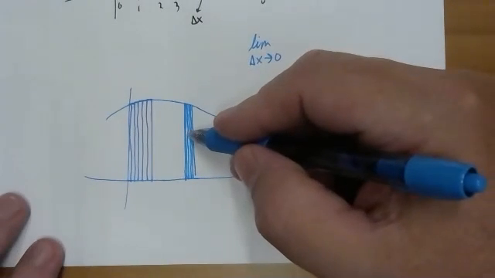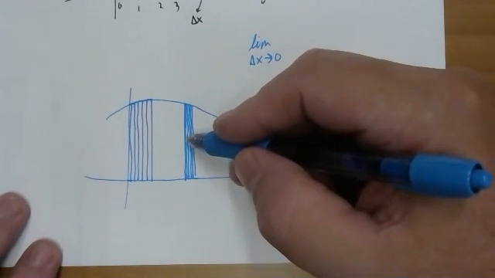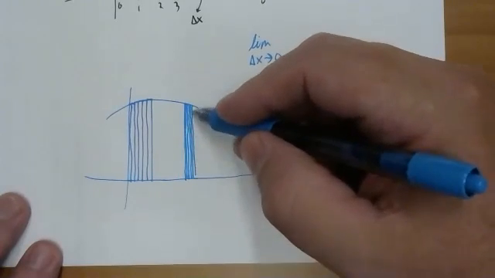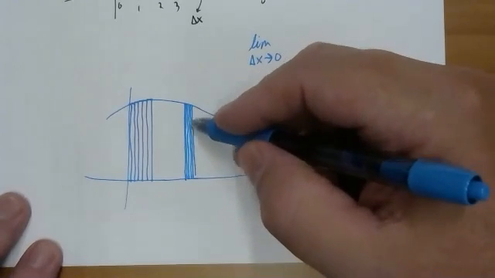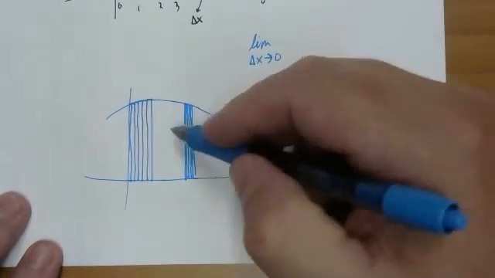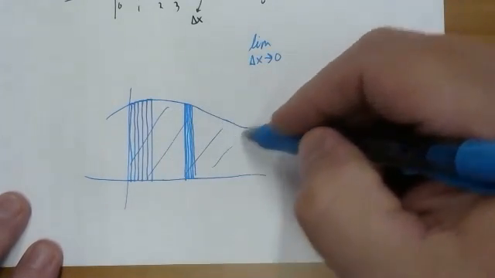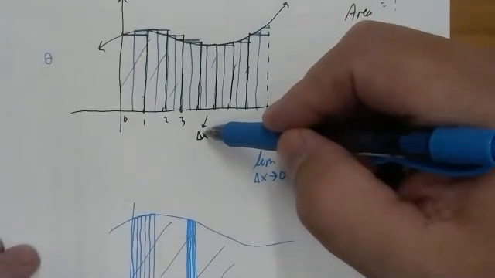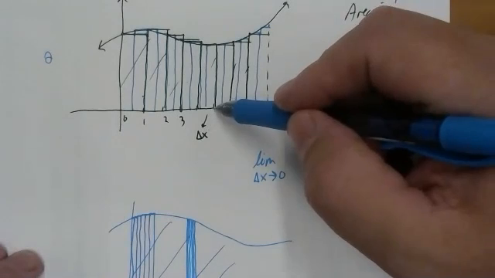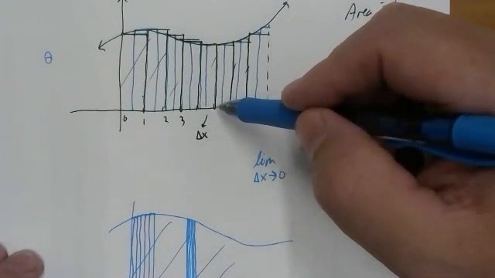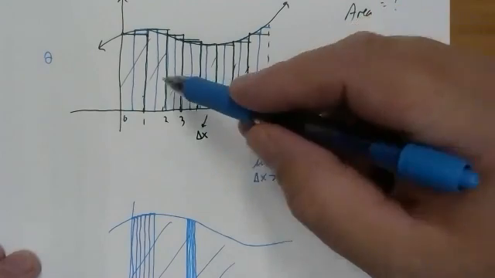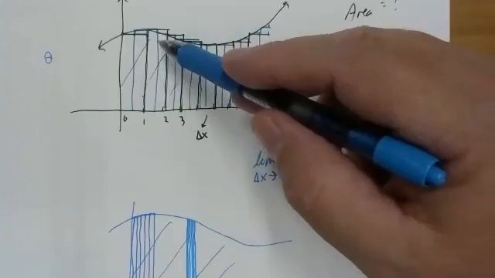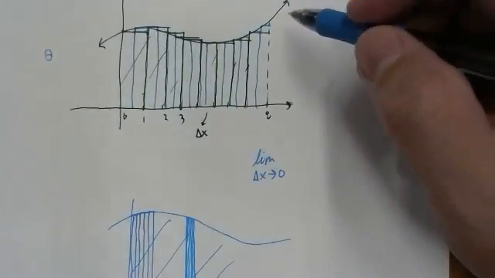So if I can make these rectangles super, super skinny, super narrow, and then add up the area of each of these individual skinny rectangles, then that area is going to actually be the area under the curve. So the whole key is you try to make your rectangles as narrow or as skinny as possible. The skinnier you make them, when you add up all the area of the rectangles, it's going to be pretty close to the actual area under the curve.